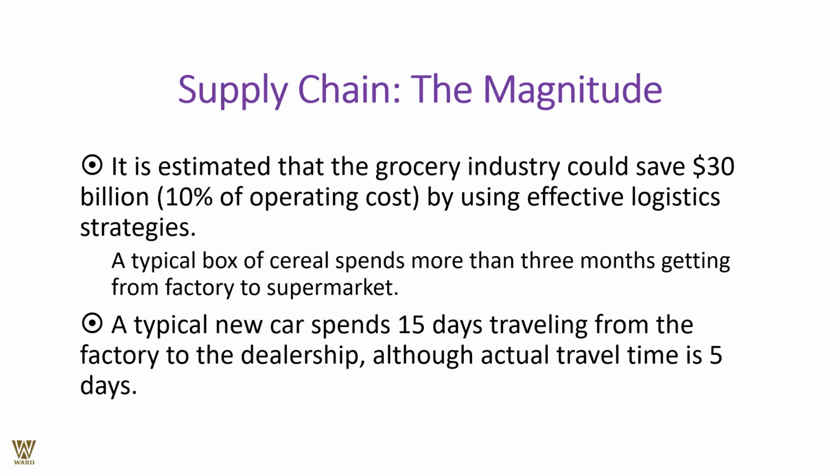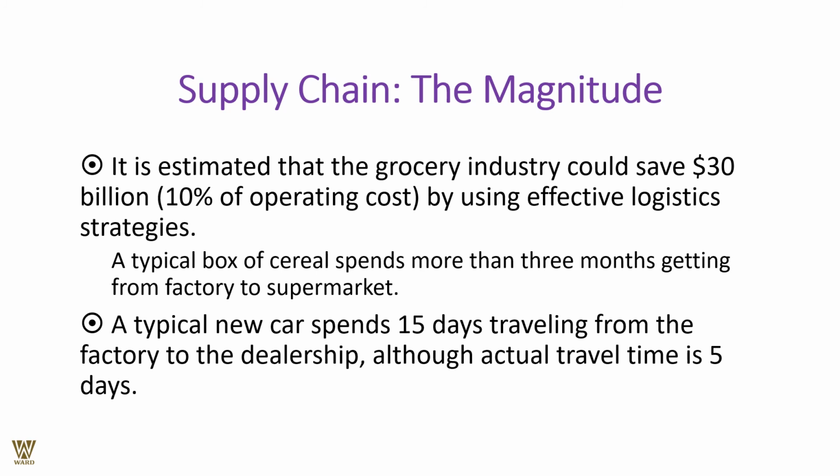Let us understand the magnitude of supply chain. Remember, the grocery industry could save approximately $30 billion. That's 10% of its operating cost. That's a whopping amount we are talking about. A very sizable operating cost can be taken care of by managing just the supply chain using effective logistic strategies. A typical box of cereal spends more than 3 months getting from the factory to the supermarket.